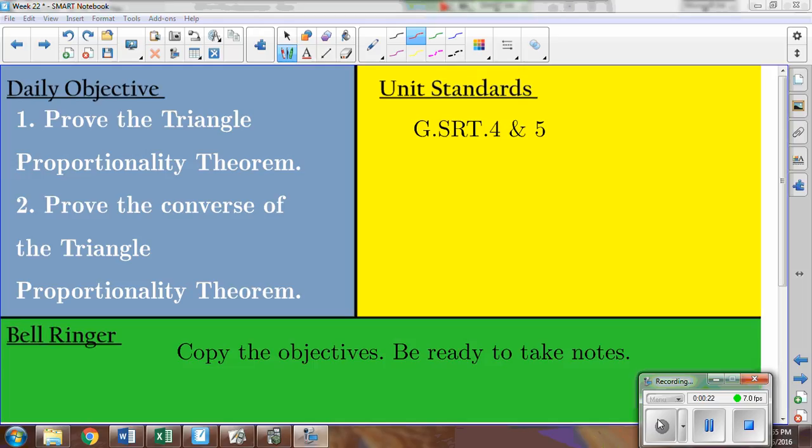Now, our primary focus for today's work is to prove the theorems. We're not going through and using them yet. That will be in a future topic with some of our later homework. The focus today is simply to prove the Triangle Proportionality Theorem and also to prove the converse of the Triangle Proportionality Theorem.